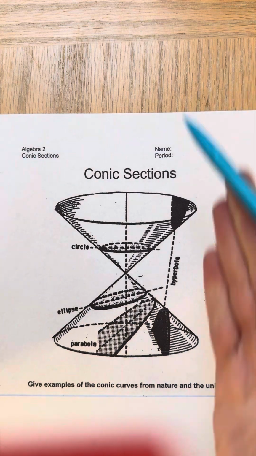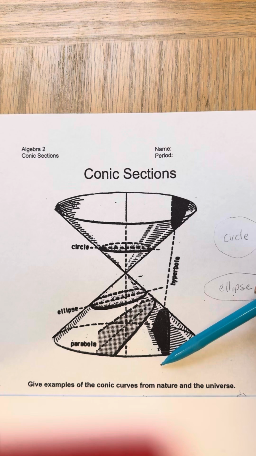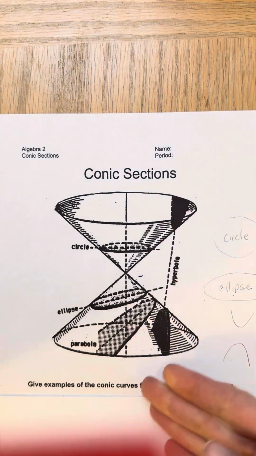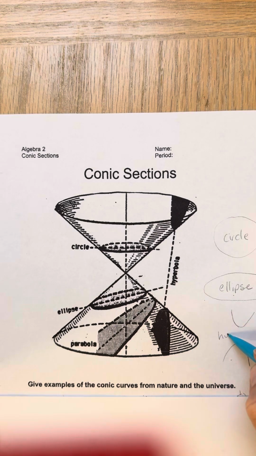If you cut up and down so that you hit both sides at the same time, you end up with something called a hyperbola, and it looks like this. It's got two different parts: one part that you would get from cutting the top part and one part from the bottom. This is a hyperbola.